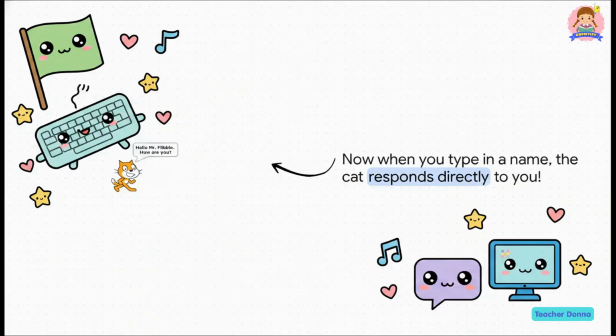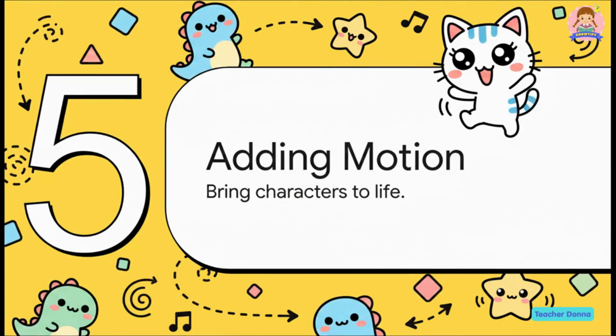This is a huge deal in programming, taking input from a user and using it to change what the program does. Okay, go ahead, click the green flag again. This time, the cat asks for your name. Type something in, hit enter, and look at that, a personal greeting. You just made your first interactive program. How cool is that?